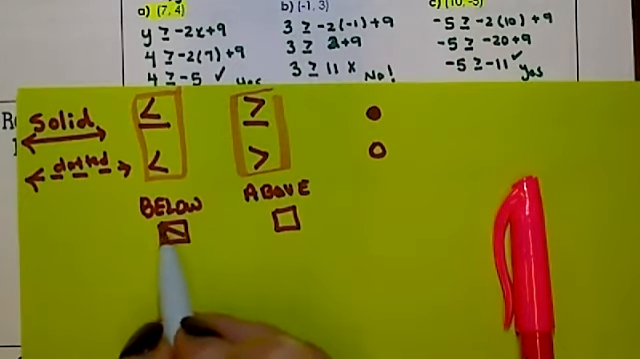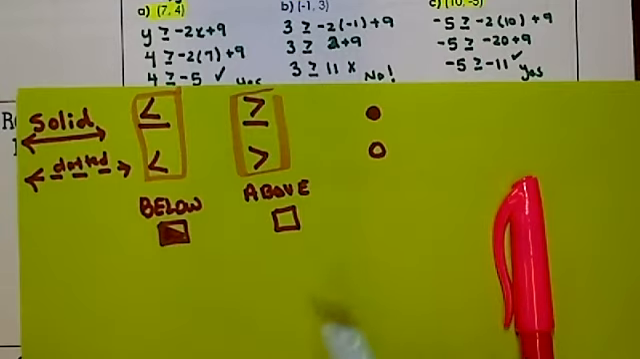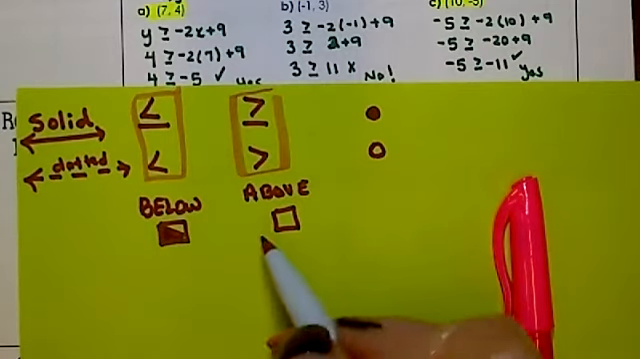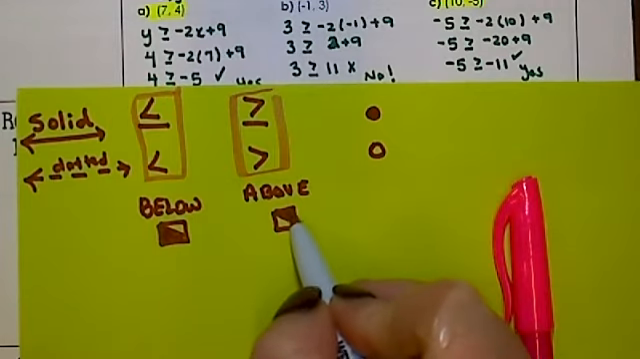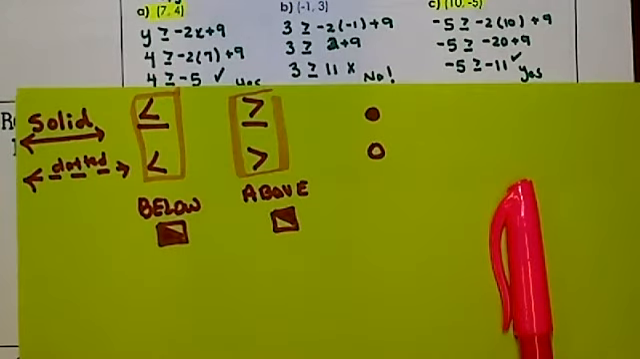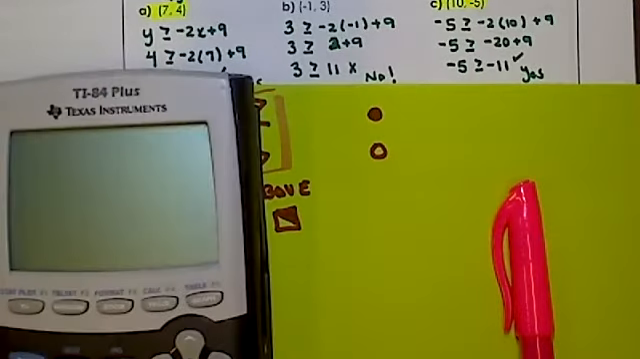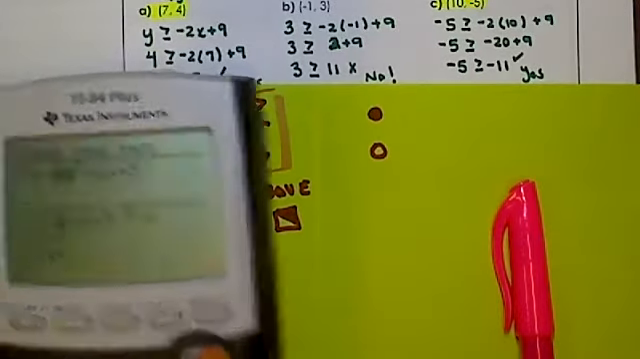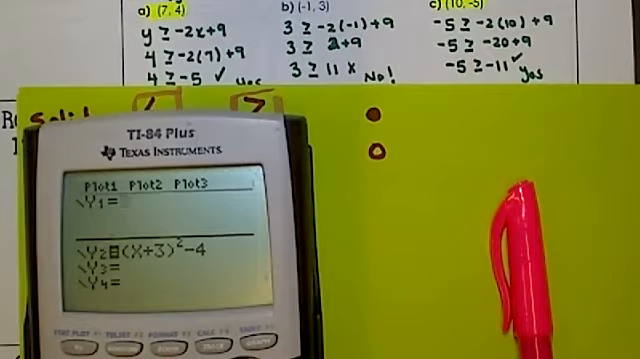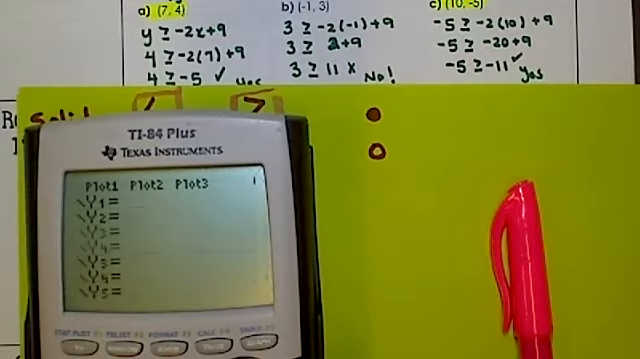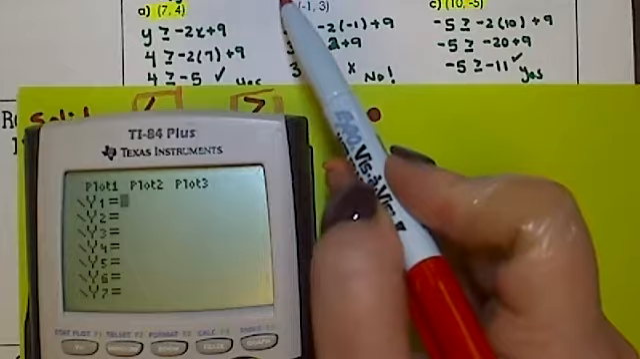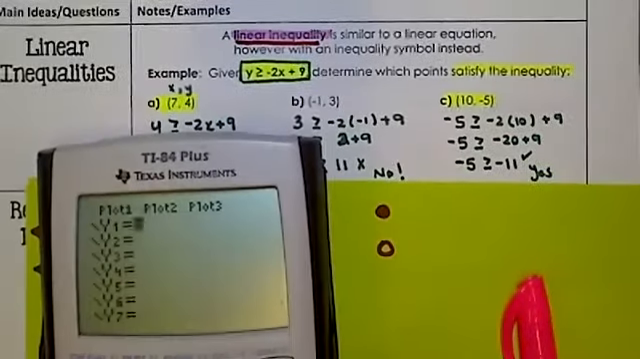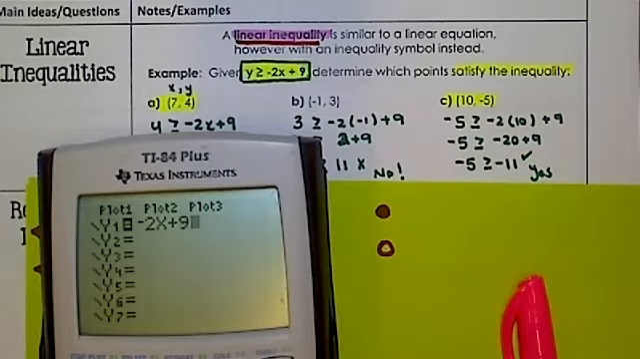And for your calculator symbol, you would pick this little square that's below the line for less than, and the little square that's above the line for greater than. Okay, so in your calculator to do that, you would go to your y equals anytime you want to graph. So I'm going to clear out the other equations, and I'm going to put in this inequality that we were just looking at. So I'm going to put negative 2x plus 9.